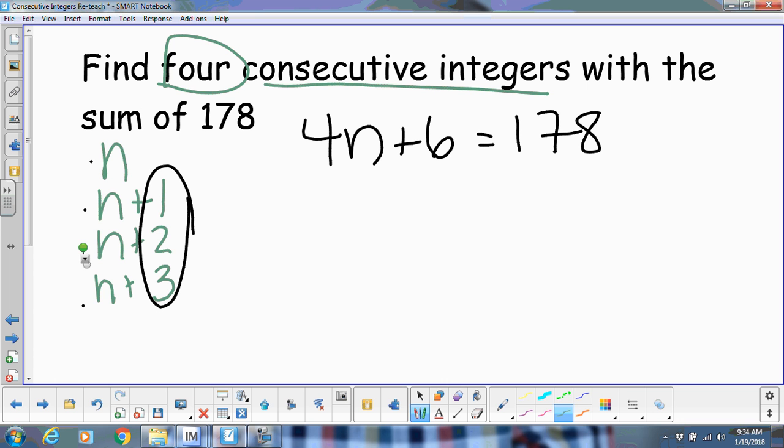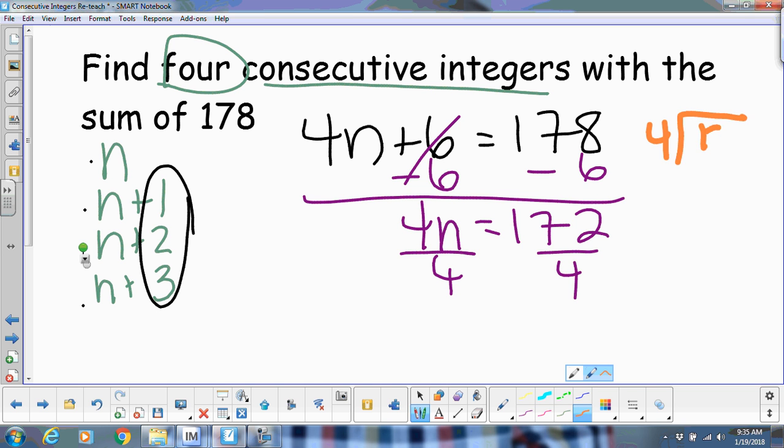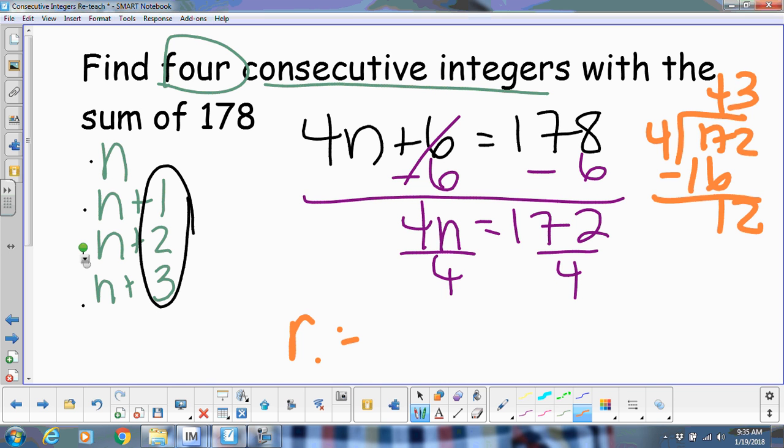At this point, every one of you should be able to solve a 2-step equation. Okay, I'm going to start by subtracting my 6 and then dividing by 4. All right, and if you need to actually work that out, then go over somewhere on your paper and divide 4 into 172 by hand. 4 goes into 17 4 times. And 4 goes into 12 3 times. That gives us n equals 3. I'm sorry, 43.